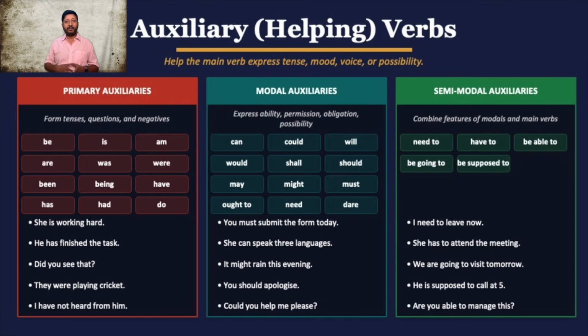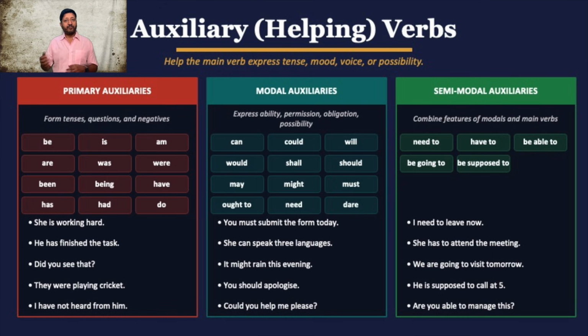Auxiliary or helping verbs, which help the main verb express a tense, mood, voice, or possibility. You have firstly primary auxiliaries. Take the sentence, she is working hard. The verb obviously is working, but the primary auxiliary is the word is. It is telling us what she is doing. They were playing cricket. The verb, of course, is playing. What were they doing? They were playing cricket. Were is the primary auxiliary here.